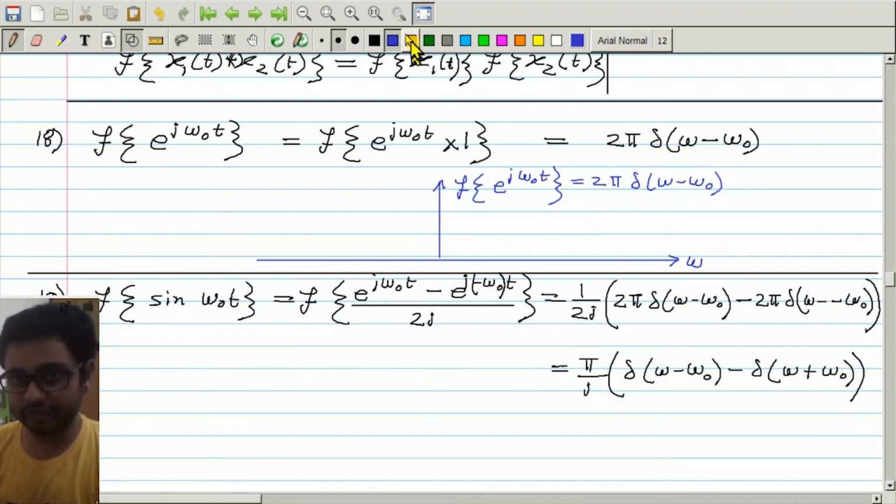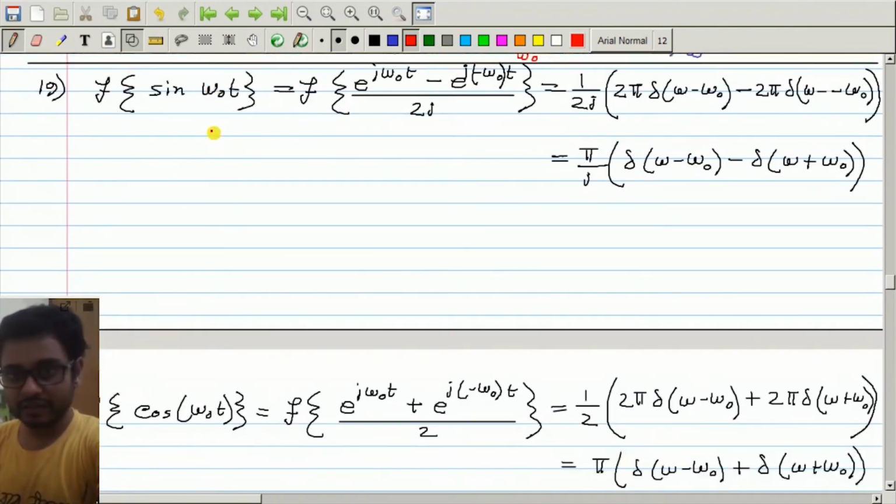Now this is a delta function located at omega equal to omega naught. So assuming omega naught to be positive, say somewhere here, this is the point omega naught. Then here we will have a spike, a delta function like this with height 2 pi. So this is 2 pi delta omega minus omega naught. That is how the spectrum of e to the power j omega naught t looks like.